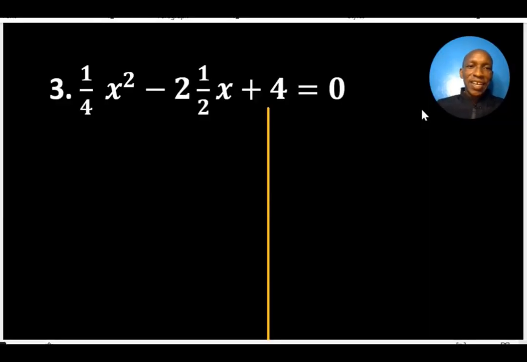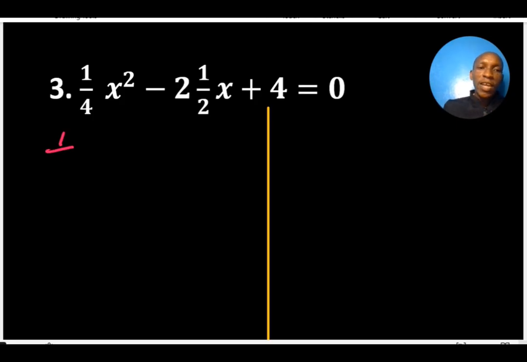Example 3. A quarter x squared minus 2.5x plus 4 is equal to 0. So pay attention so that you are able to tackle such questions in future. So the first step is to do away with the fractions in the x squared. To do away with a quarter, we are going to multiply everything by 4.